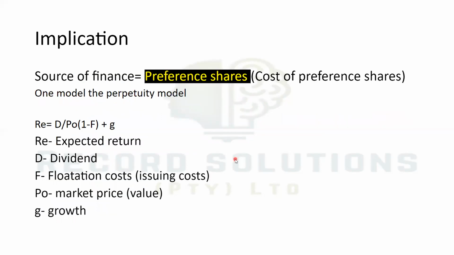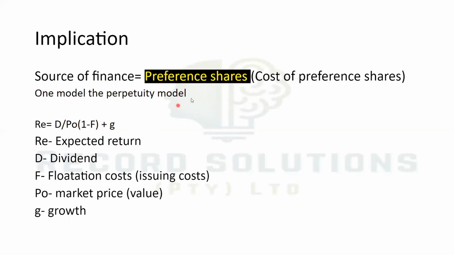Within equity, our next source of finance is preference shares, right? So we want the cost of preference shares. With preference shares, we use the perpetuity formula, right? So you'll see this formula for the cost of preference shares, it's similar to the dividend growth model, right? It's similar to a point where it's actually the same formula, right?